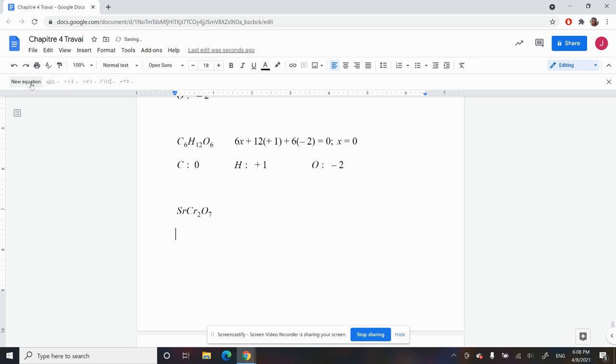This is ionically bonded, so strontium is going to take on its common charge of +2. Chromium is part of a polyatomic ion, so I cannot make any assumptions about it just yet. Oxygen will take on an oxidation state of -2. Then I just do some algebra to get that chromium's oxidation state is +6.